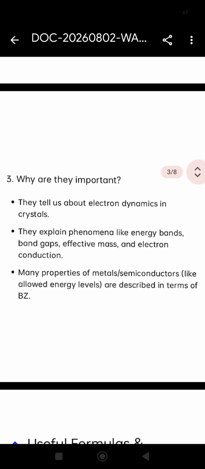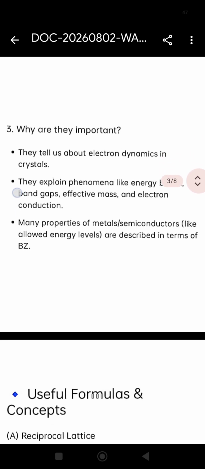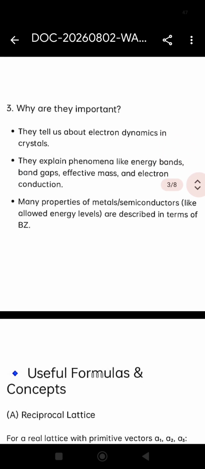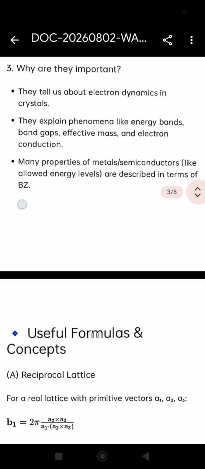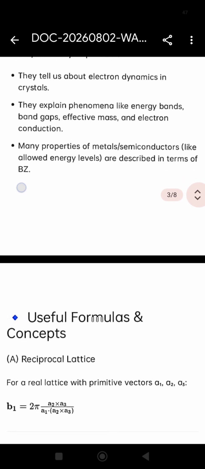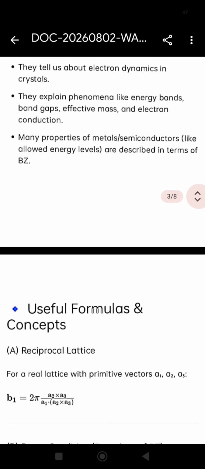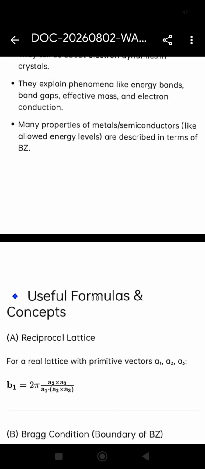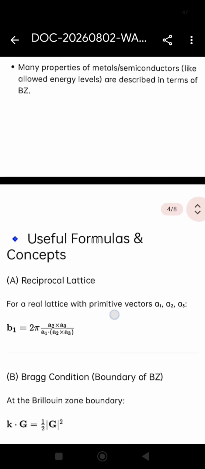Why are they important? They tell us about electron dynamics in crystals. They explain phenomena like energy bands, gaps, effective mass, and electron conduction. Many properties of metals and semiconductors, like allowed energy levels, are described in terms of Brillouin zones.